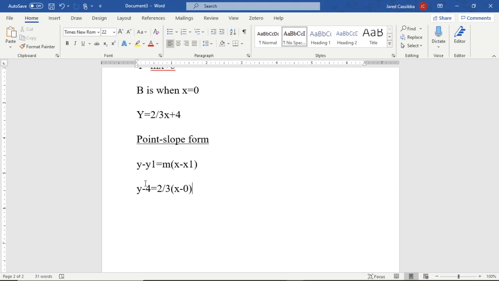Most people tend to get confused, like, is this the right answer? Yes, these are the correct answers. They may look slightly different, but they are both correct answers. Okay? Well, I hope this was helpful.